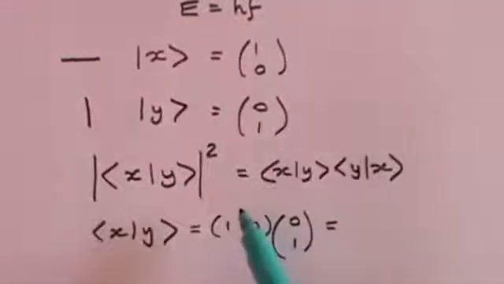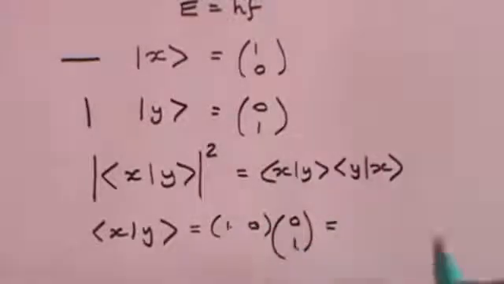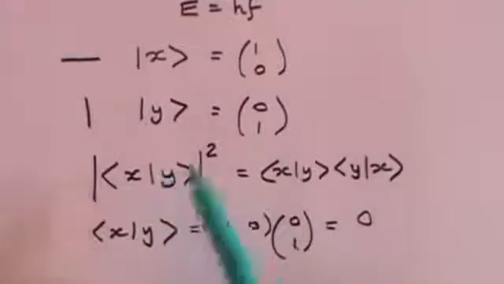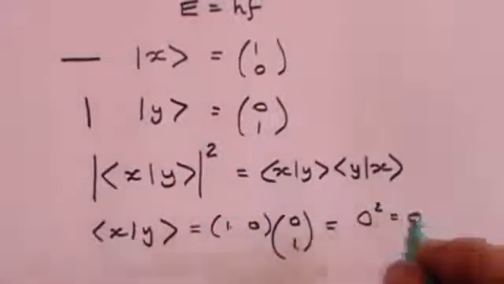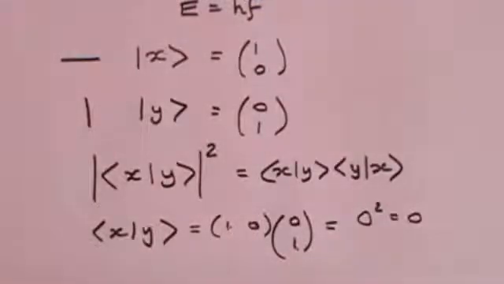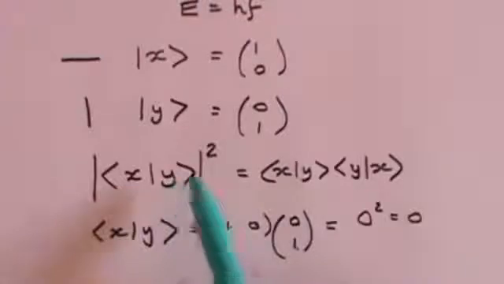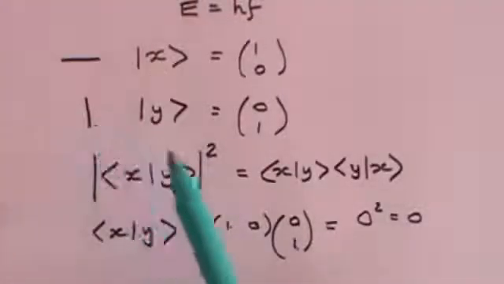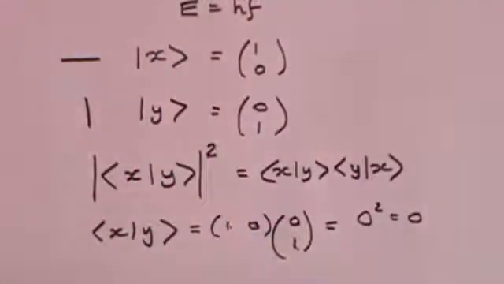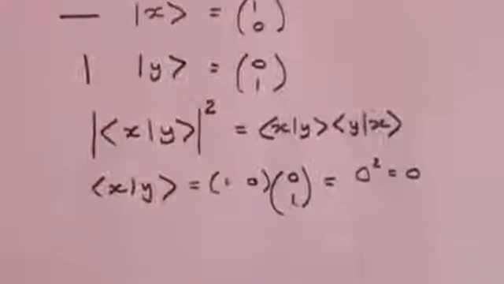And you know what the rule is? It's that times that plus that times that. So it's 1 times 0 is 0, plus 0 times 1 is 0, gives you the answer 0. And of course you now need to square it. So 0 squared is 0. So the probability of a photon prepared in the y axis, which is the vertical axis, going through a horizontal polarizer is 0. So far it works. Well, let's do a few more tests.